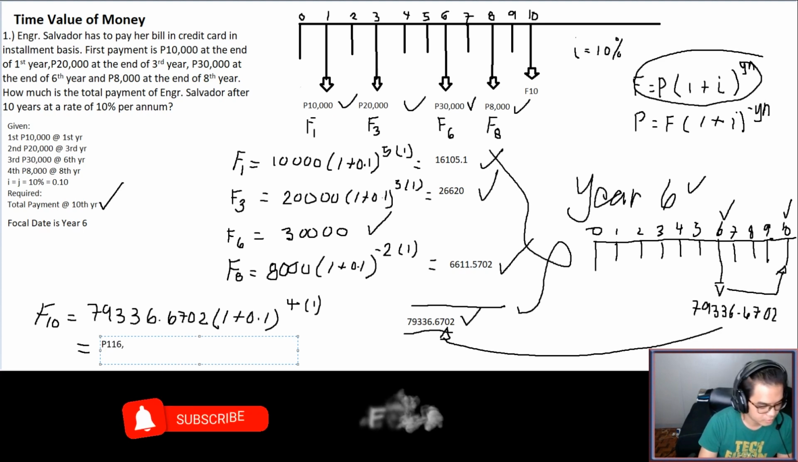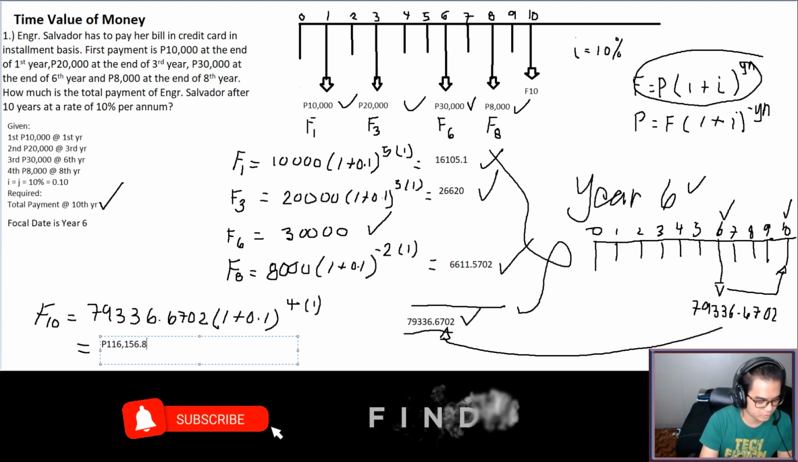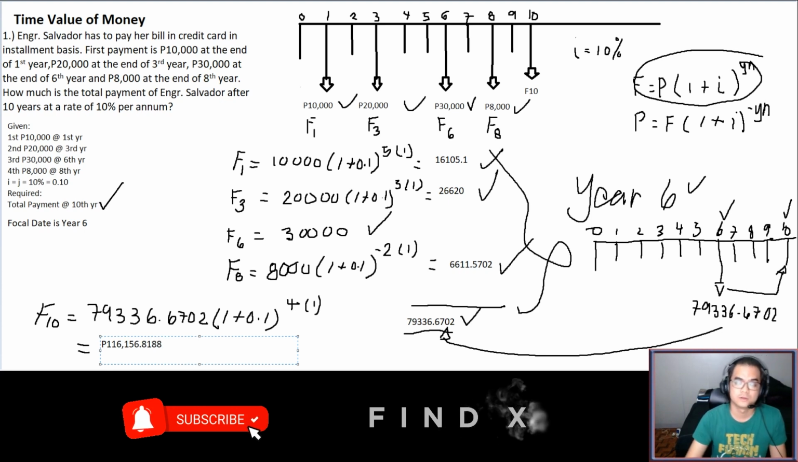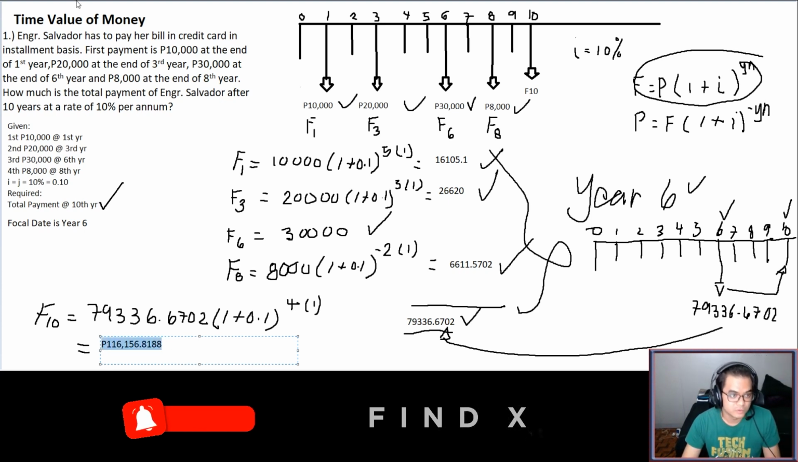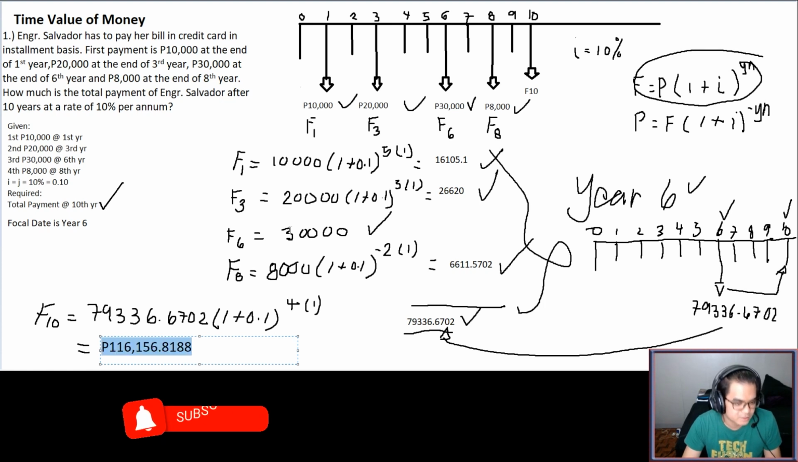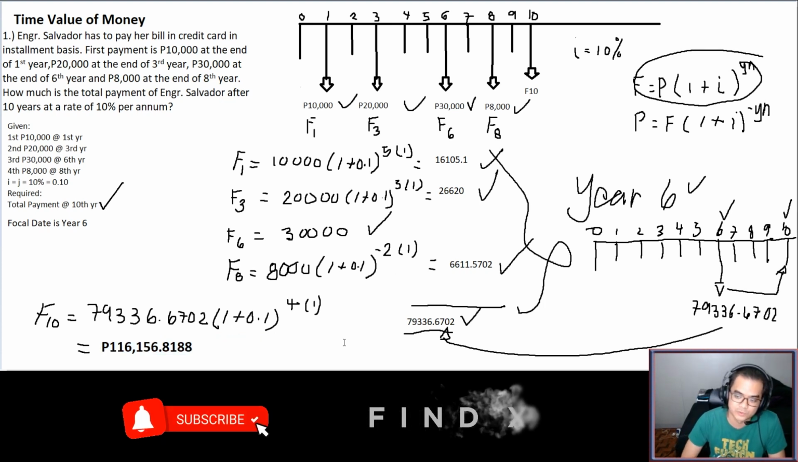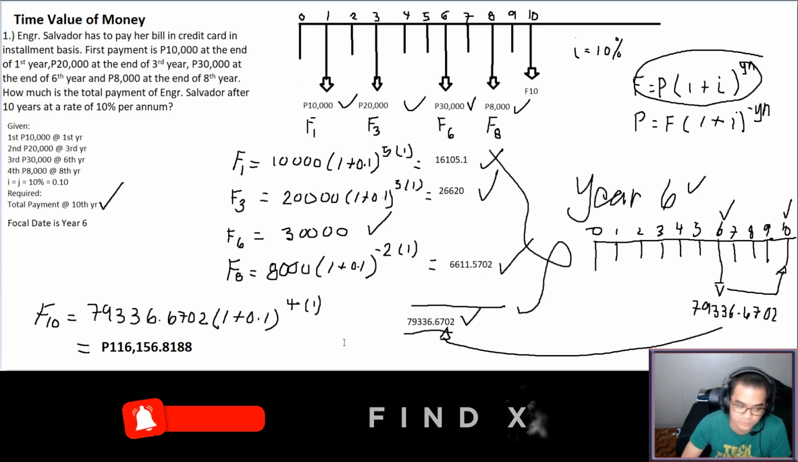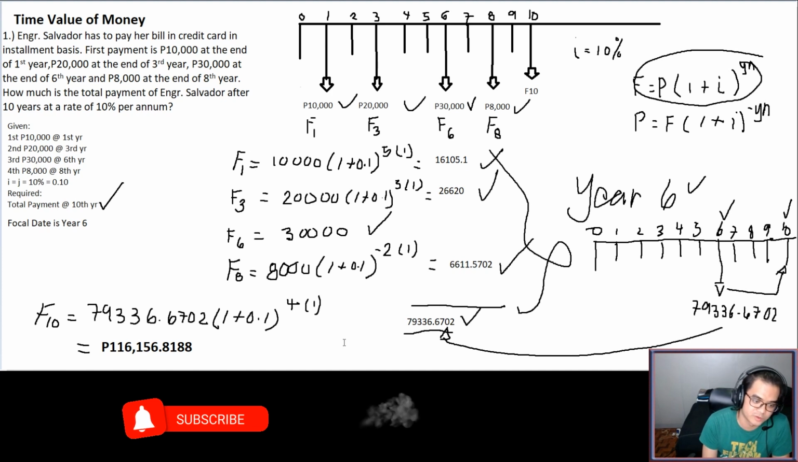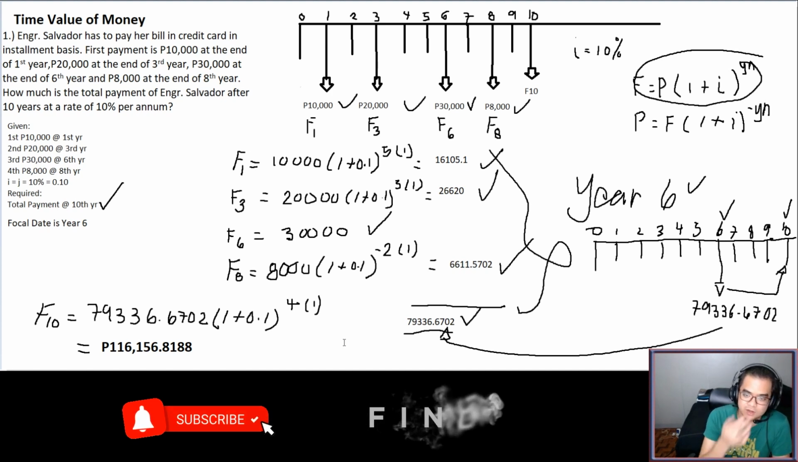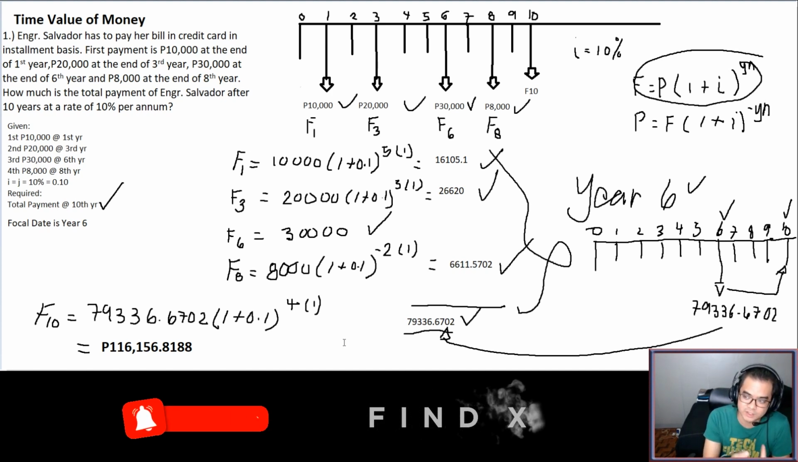116,156.8188. As you can see, we also got the same answer as in our last solution. We just have a little discrepancy, but the answer is still the same. That is 116,156. If you check the other answer, we still got the same answer.